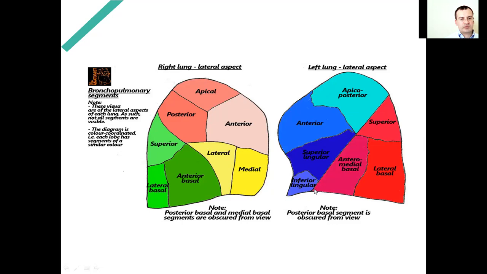The names of the segments. Of the right lung: apical, posterior, anterior, superior, lateral, medial, anterior, lateral, basal, and the left.